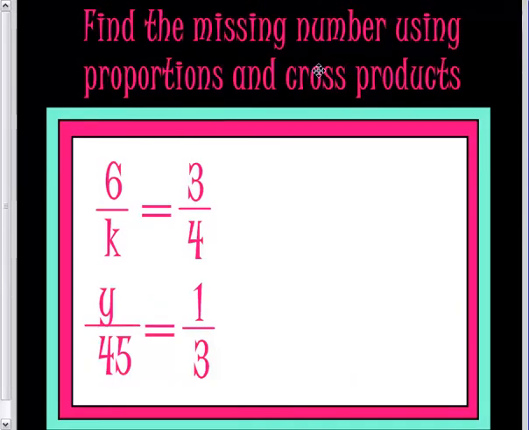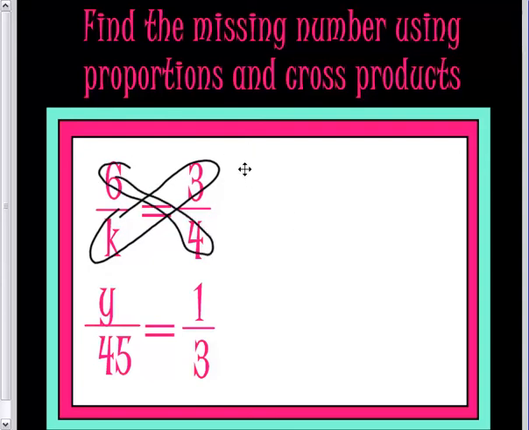All right, so let's try these. I want you to take a minute and look at which numbers are going to be multiplied with one another, okay? So we've got K and 3, and we've got 6 and 4, all right? Clearly my writing there is not the best. Okay, so 6 times 4 is going to equal 3 times some unknown, and we're calling that unknown K. So what is 6 times 4? It's 24. And then we've got 3K.